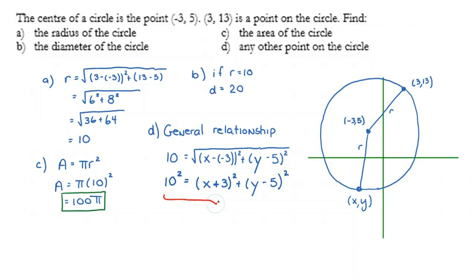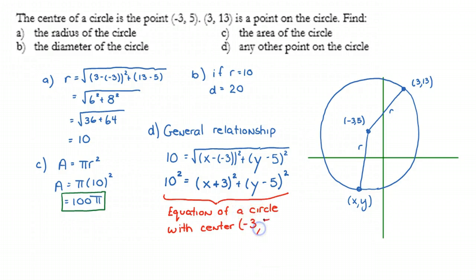This is the equation of a circle. But specifically, this is the equation of a circle with center -3, 5, and radius 10.